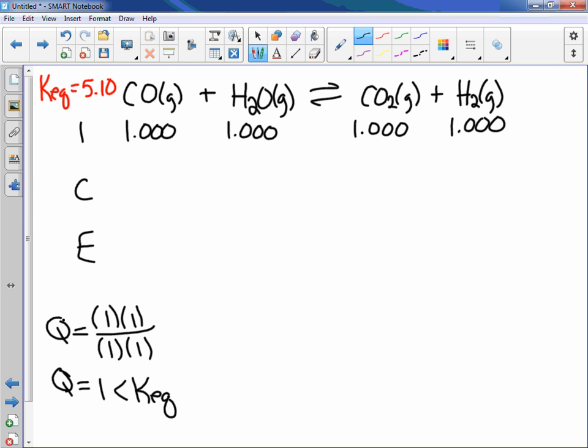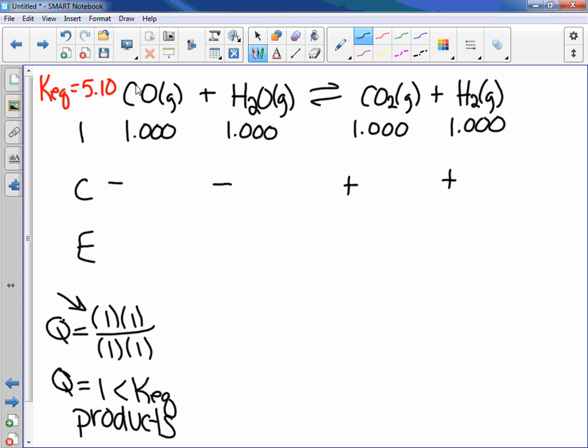So we want Q to get bigger, so we want more on the top of the fraction, right? So we want more products. So that means in our ice table, we're going to put pluses by the products and minus by the reactants. That's the purpose of Q.